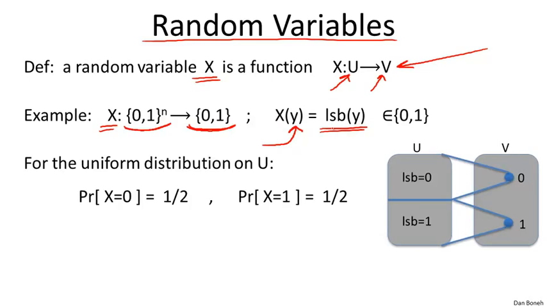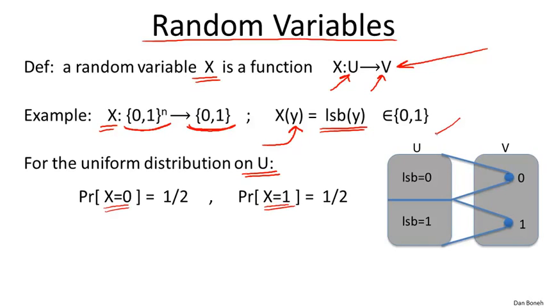Now let me ask you, suppose we look at the uniform distribution on the set {0,1}^n. What is the probability that this random variable outputs 0, and what is the probability that the random variable outputs 1? Well, you can see the answers are half and half, but let's just reason through why that's the case.